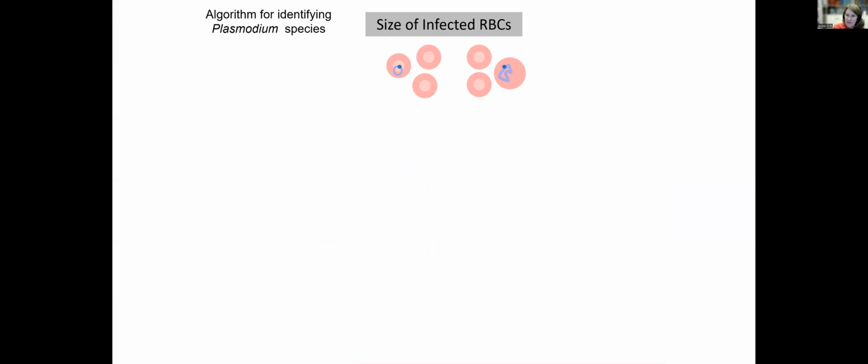Now, some of those morphologic features are more important than others. Some are what I would call more definitive features, where others are more soft features, where they're indicative but not 100% specific to a certain species. So I'm going to tell you some of the more important hard features. One of them, which is very important and is a very good place to start, is the size of the infected red blood cell. And that is the size compared to its uninfected neighboring cells.